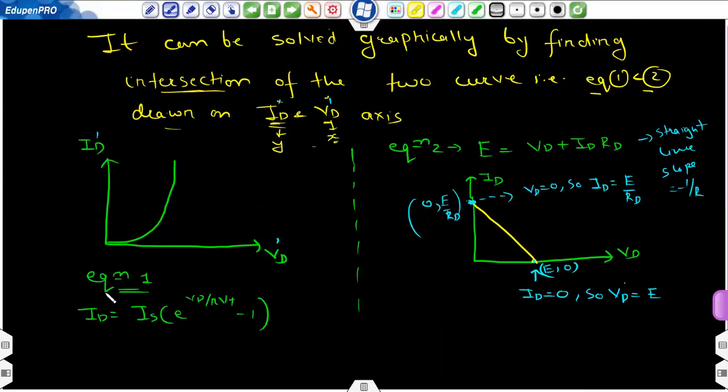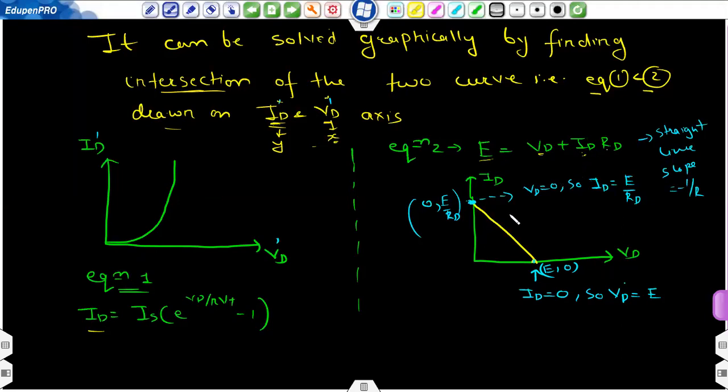For equation 1, you have seen multiple times that it will be an exponential equation, something like this. Id is equal to Is e raised to power Vd by eta Vt minus 1. Id and Vd are unknown, all the other quantities are known. So this will be some of the possible values. We have drawn all the values. And second, E is equal to Vd plus Id into Rd. This is a linear equation in Vd and Id.